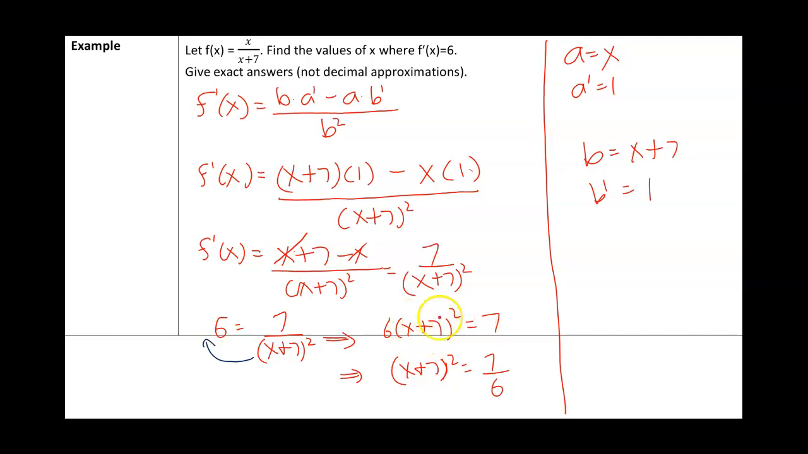Now we want to isolate the variable, so we're going to divide both sides by 6. We kind of just flip-flop the (x+7)² and the 6. The (x+7)² can go on the numerator, and the 6 comes to the denominator.